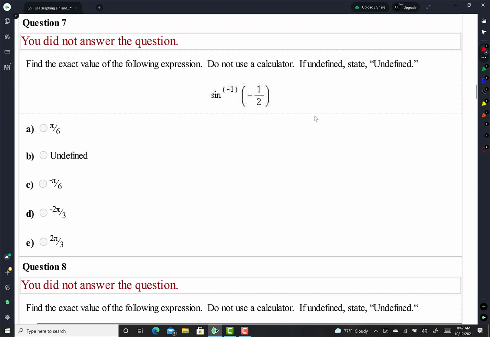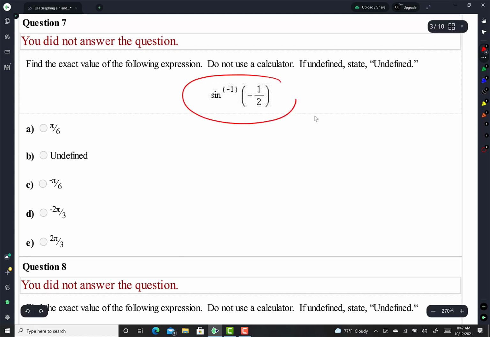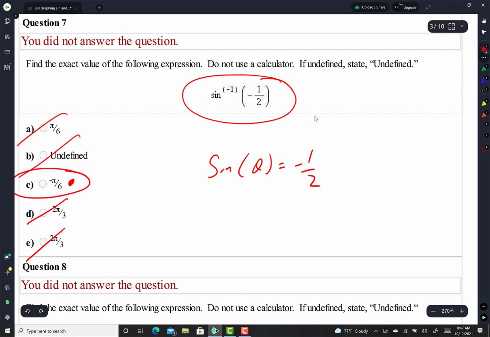This one here, we actually need to talk more about it, but we can already talk the basics about it. What it wants is, at what angle do I get a negative half for sine? Is it pi over 6? No. Is it negative pi over 6? Yeah. What about 2 pi over 3? No. There it is. And that's it.